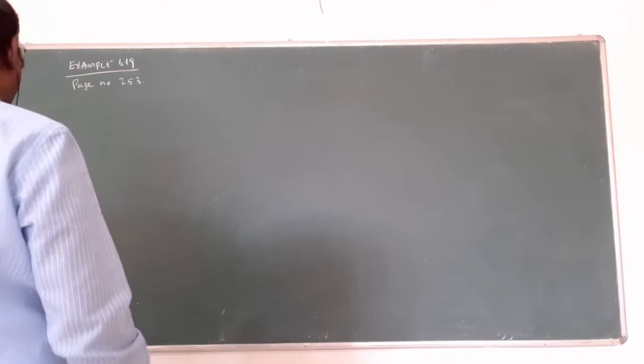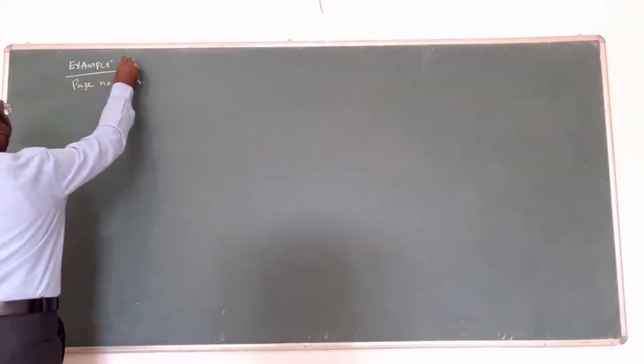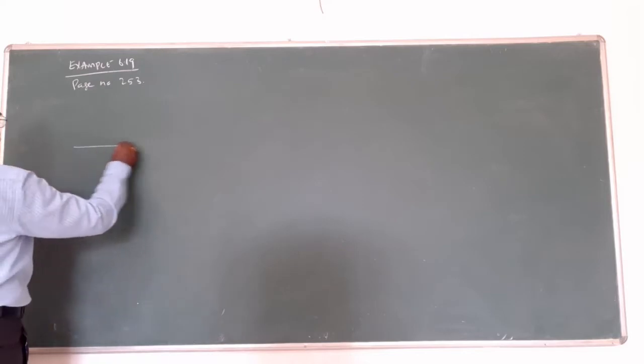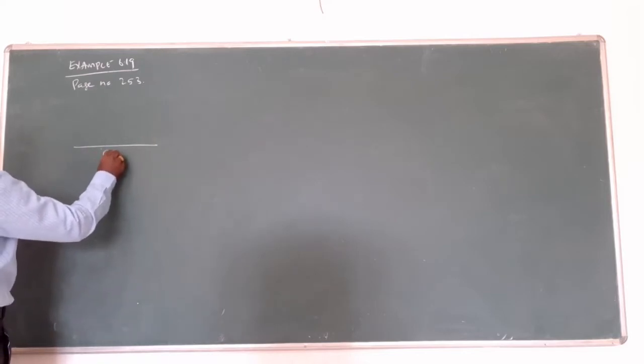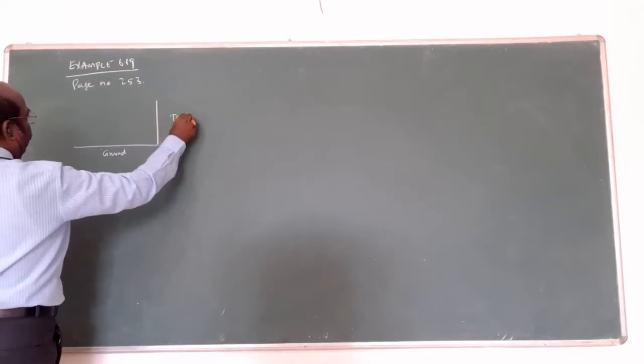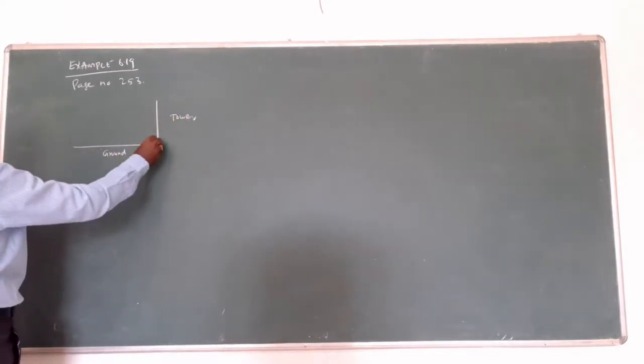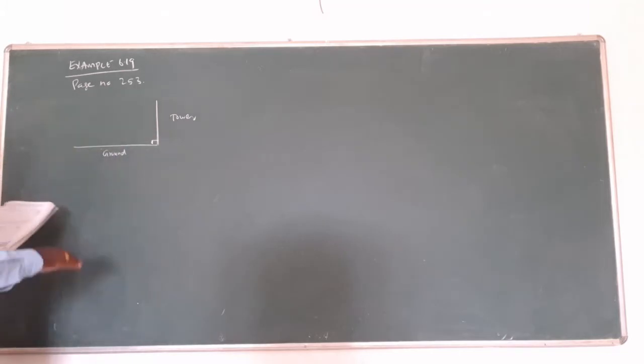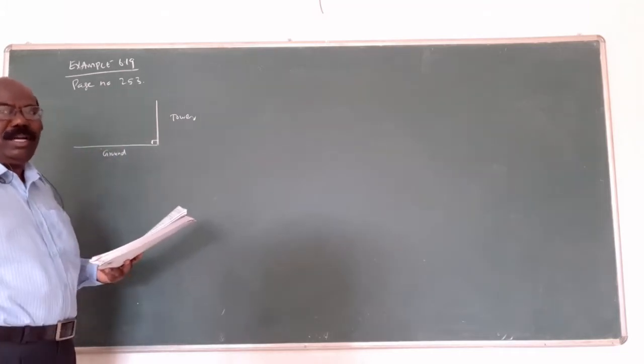Now listen here. Example 6.19. Important question, page number 253. Refer to the book for the question. The question is, a tower stands vertically on the ground. This is the ground. This is a tower. The tower is always vertical to the ground, always.